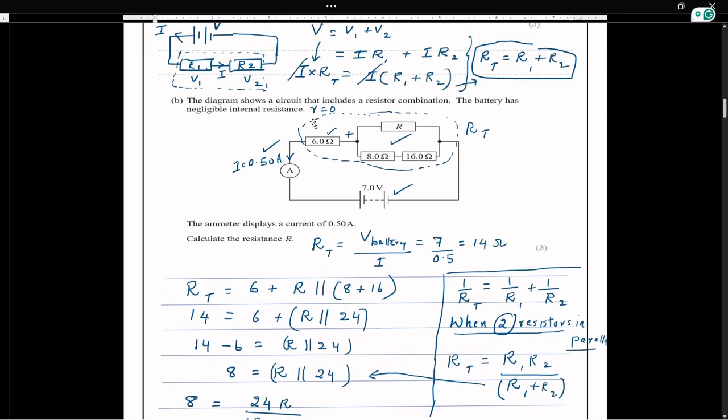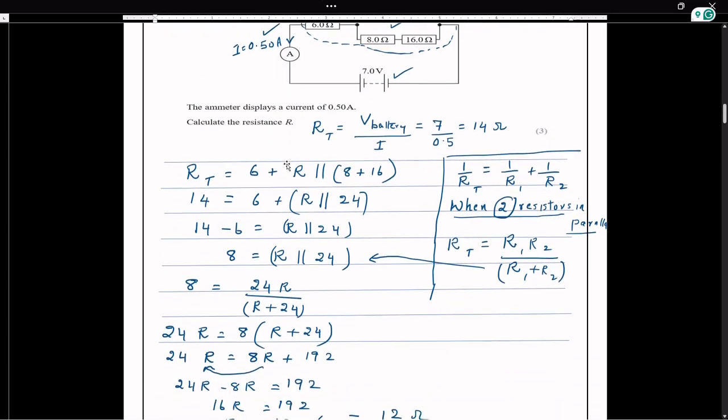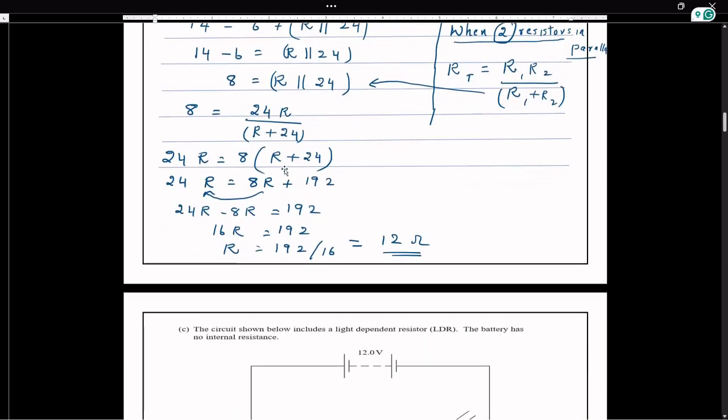Okay, so we have the total resistance for the loop, which is 6 plus the parallel combination. Then R total we already calculated, so we can equate with that R total, and we are using this simple way of calculating the total resistance for two resistors, and when we are substituting all these numbers, finally we are getting an answer of 12 ohms.